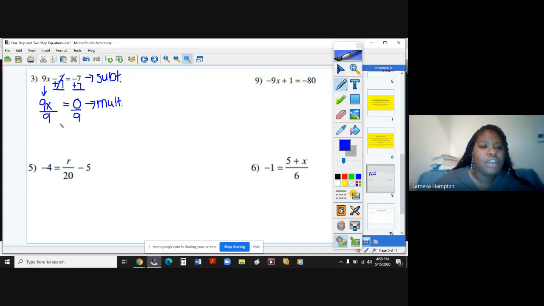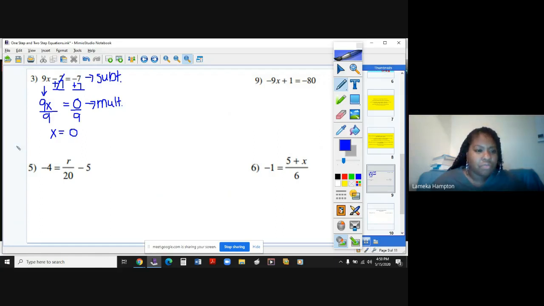And when I do this, my answer is going to be x is equal to 0. So that is going to be my answer. Now, remember, as I stated in the last video, you want to make sure that in fact 0 is your answer. So when it comes to two-step equations, you want to check your answers. Matter of fact, you want to check your answers on all math concepts, really, just to make sure that you are understanding the concept and how you derived at your answer.